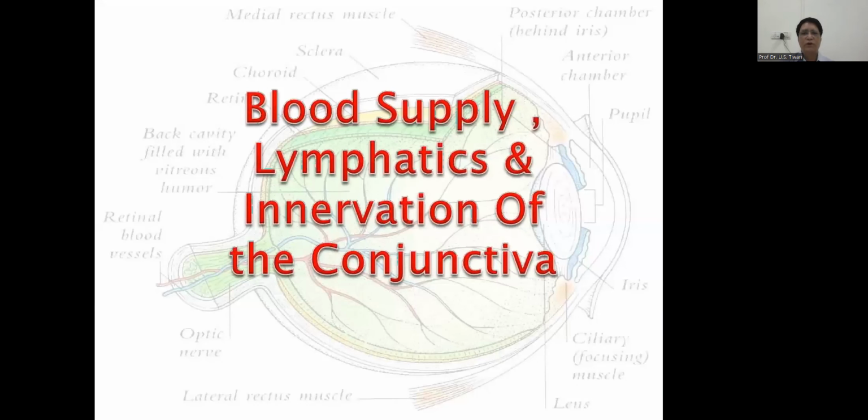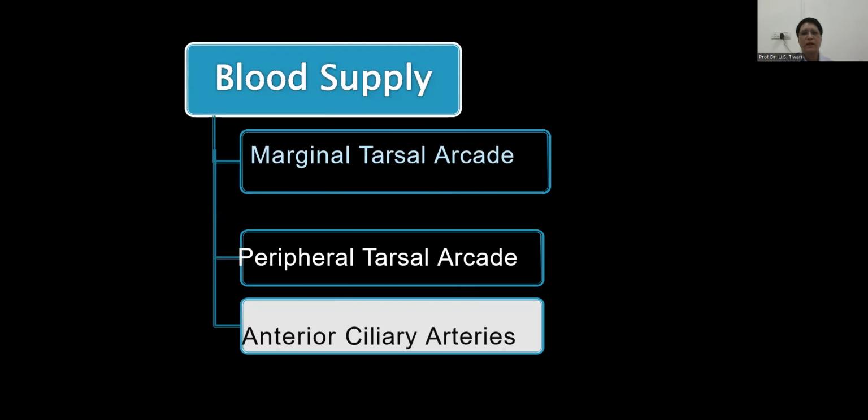Now let's look at the blood supply, lymphatics, and innervation of the conjunctiva. The blood supply of the conjunctiva comes from the marginal tarsal arcade, the peripheral tarsal arcade, and the anterior ciliary artery. I'm going to talk about this in greater detail. So for the blood supply, I'll take you through this picture first.